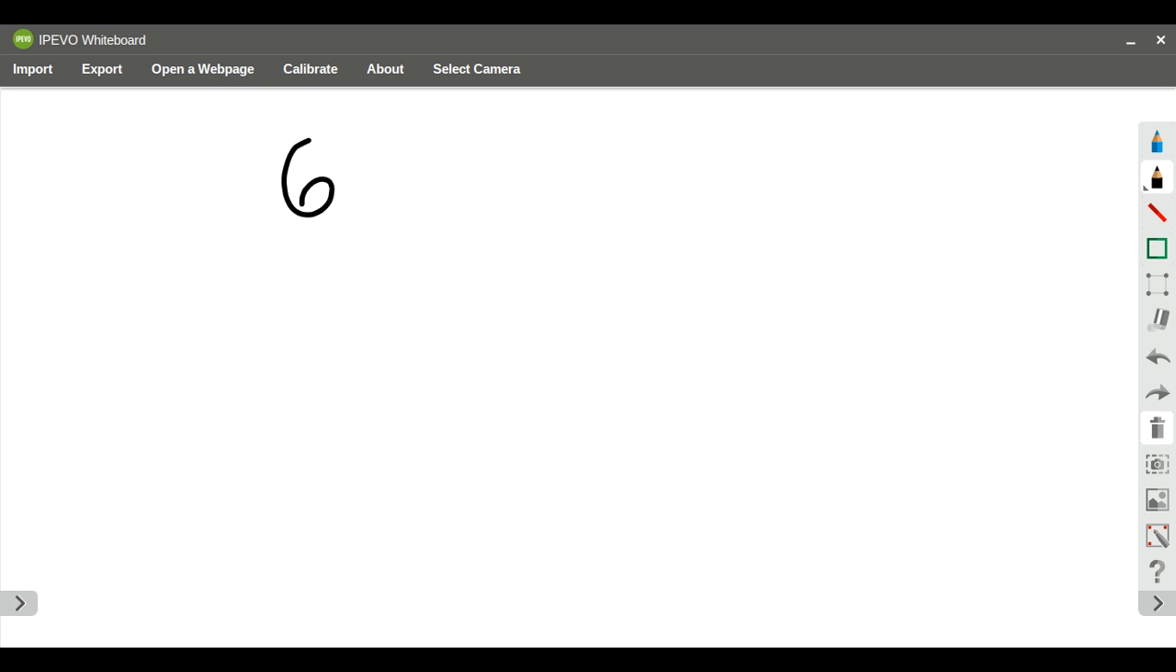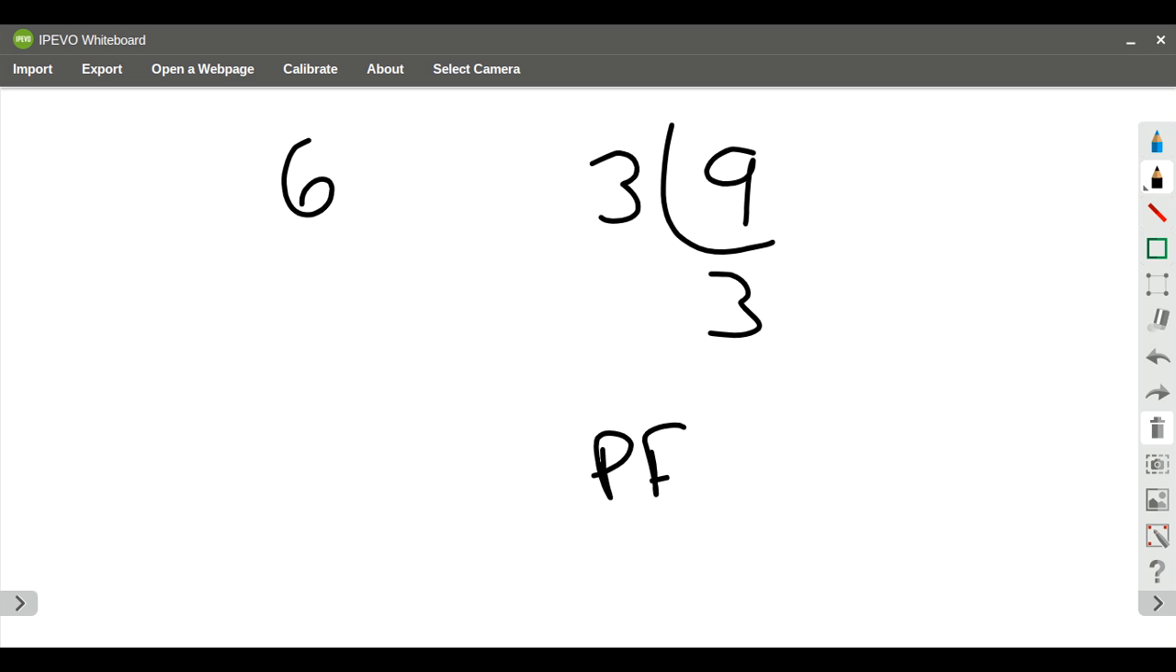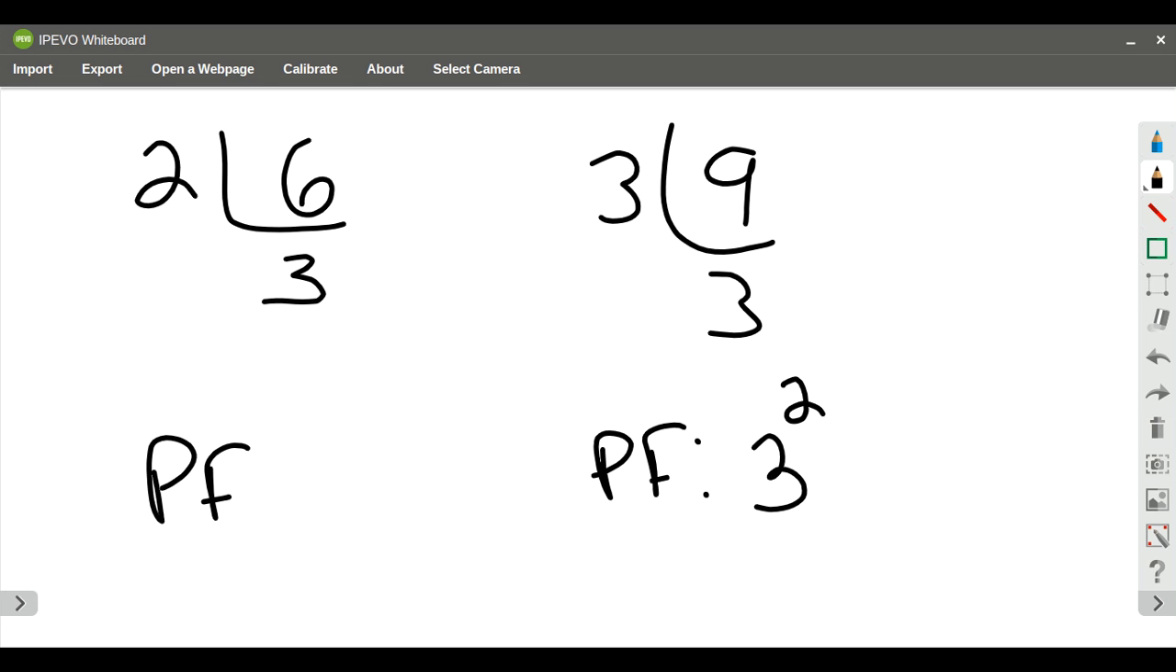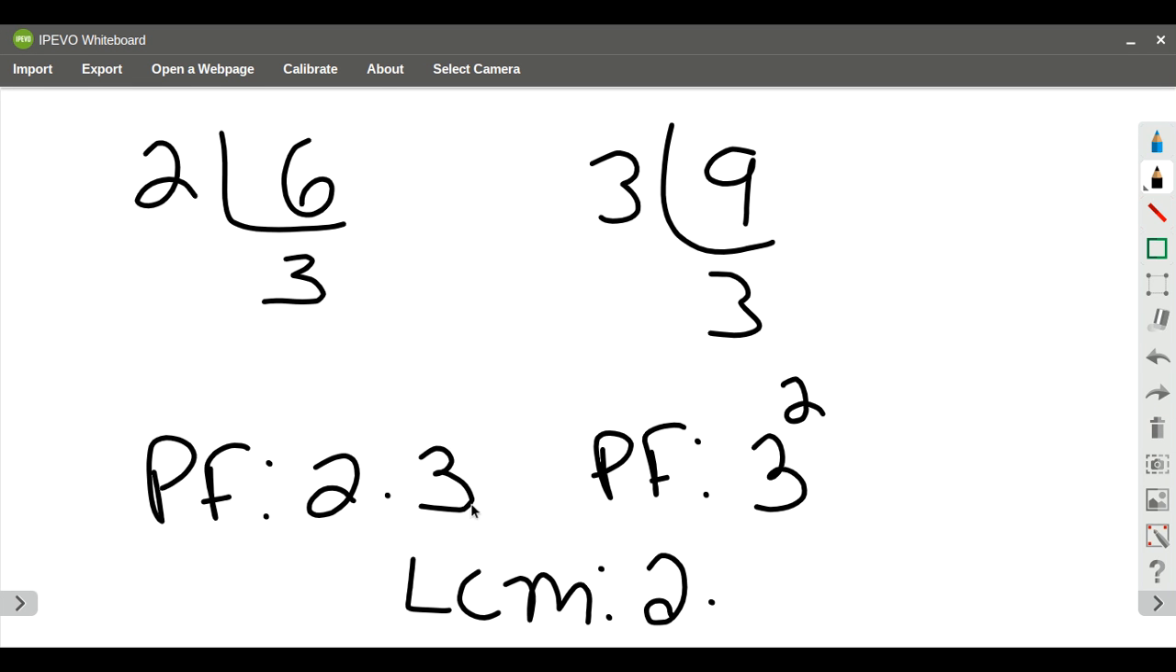Then I'm going to look at 6 and 9. So I'm going to start with 9. It's 3 and 3. So my prime factorization is going to be 3 to the second power. 6, it's going to be 2 and 3. So prime factorization is going to be 2 times 3. Look for what occurs the greatest amount of times in each. I only have 1 2, so I use that. And then I compare the 3's. 3 to the second power is the greater value. So 2 times 3 to the second power is going to be 18. So my least common multiple is 18.